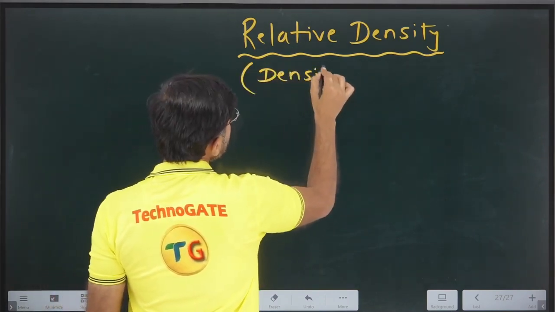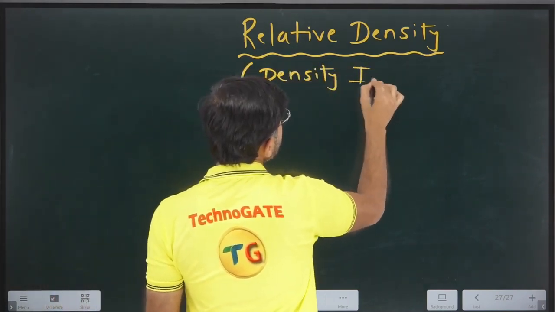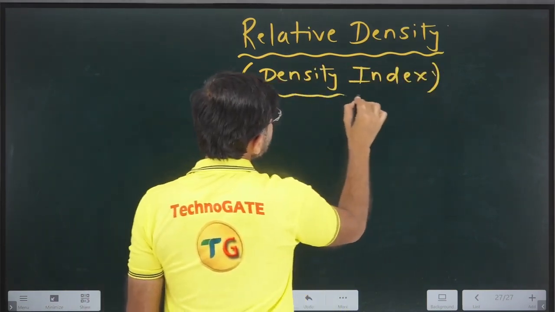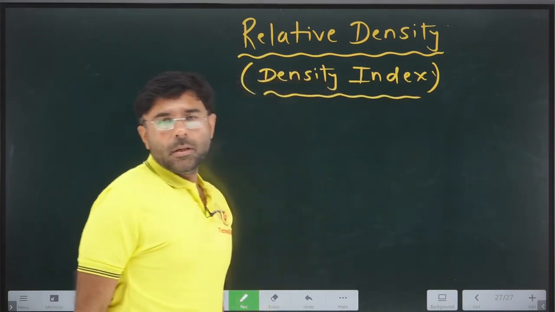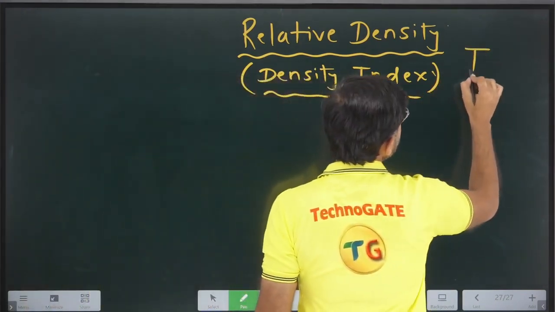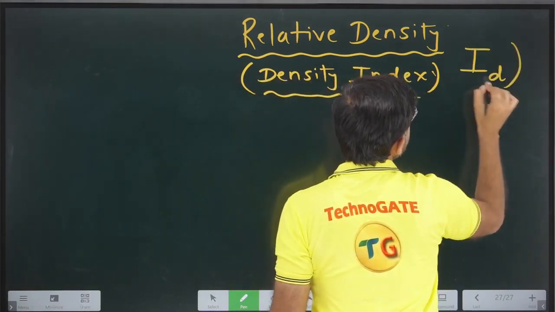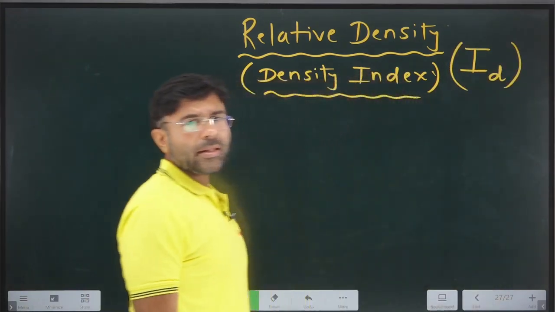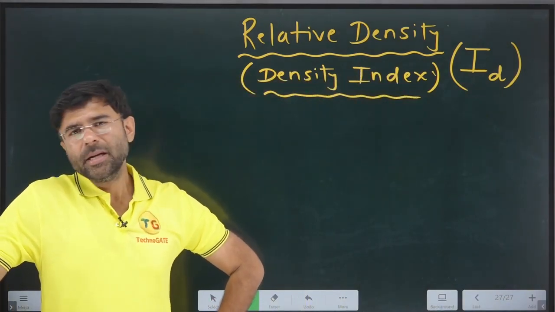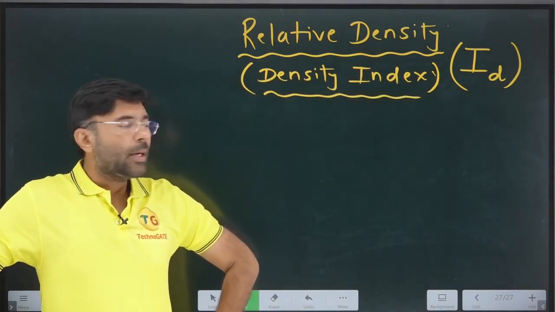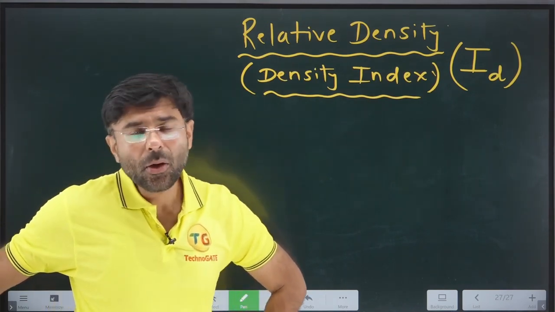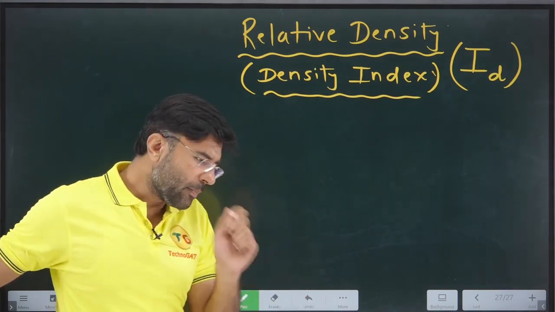Another name for this property is density index of the soil, and it is denoted by ID. This is the standard notation for relative density or density index, whatever you want to call it. It is denoted as ID. What is this relative density? What is the meaning of this relative density? Let me make it clear.